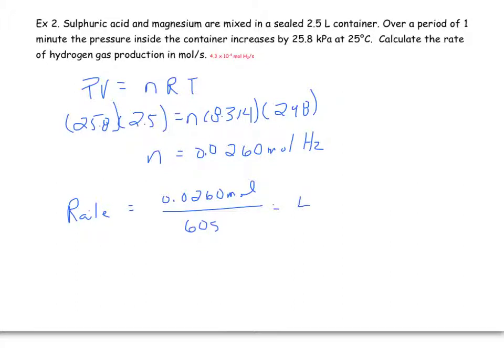That gives me a rate of 4.3 times 10 to the minus 4 moles of hydrogen per second. Now, as a follow-up question, I could ask you, how fast did the sulfuric acid disappear? You would take your rate in moles of hydrogen per second and times by mole ratio to solve that problem.